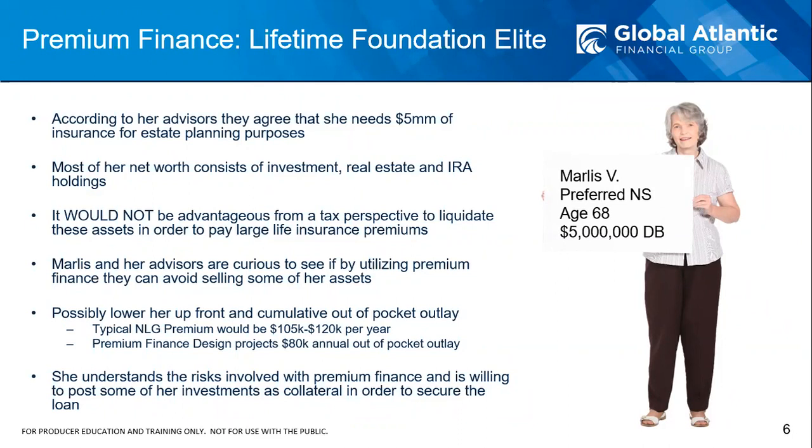And when you look at the market and a typical NLG premium for someone her age for that $5 million death benefit, what we found is that premium is going to be about $105,000 to $120,000 per year. So it's a pretty big hit out of pocket for her if she were to just simply pay those premiums on an ongoing basis. So premium finance makes a lot of sense for her with where her assets are. She understands the risks that can come with premium financing and does have the ability to post some of her investments as collateral to secure the loan from the lender.